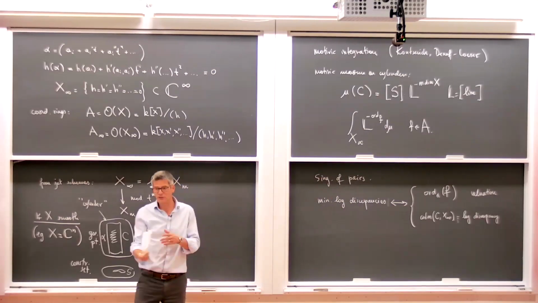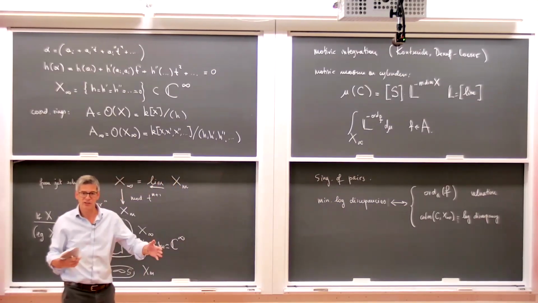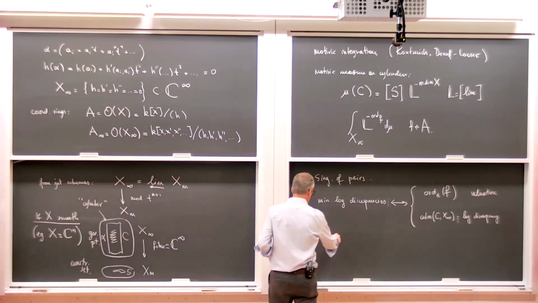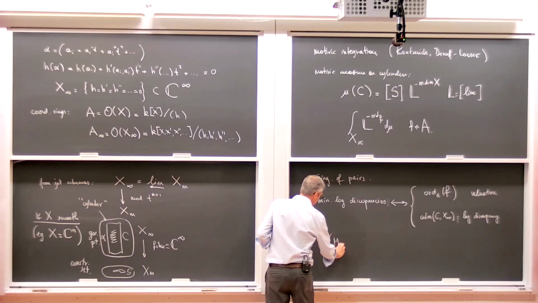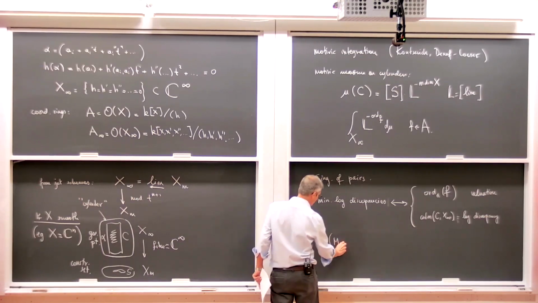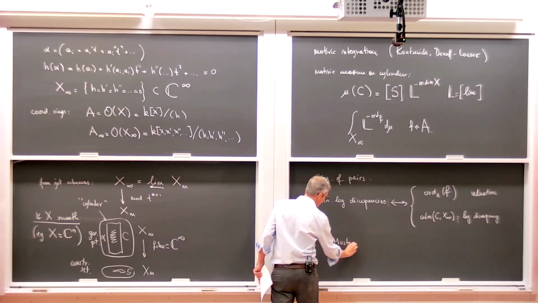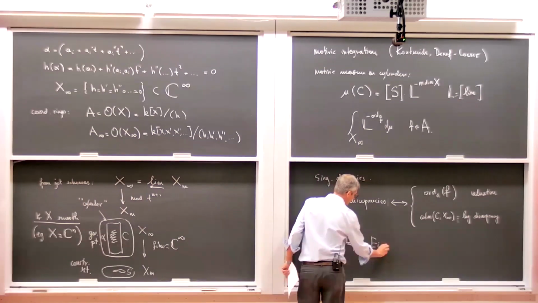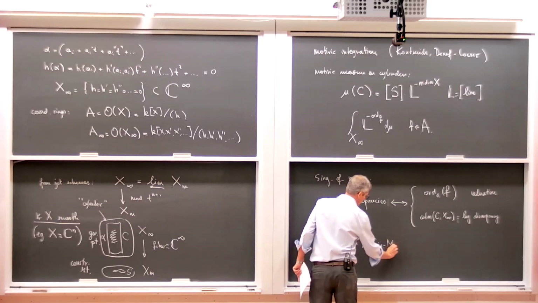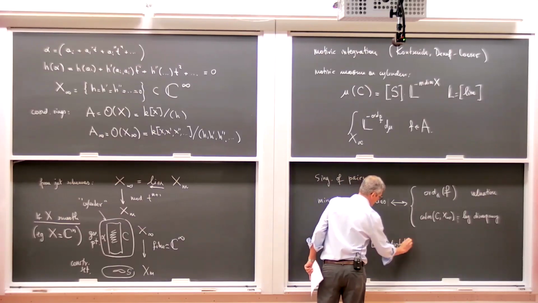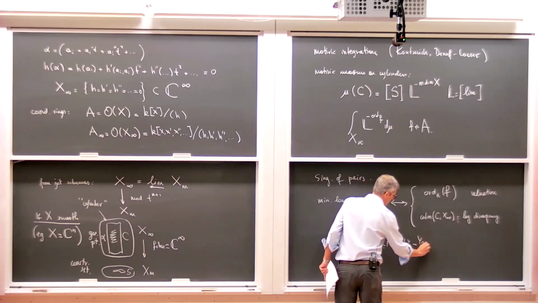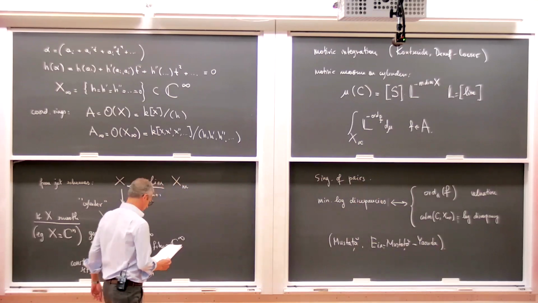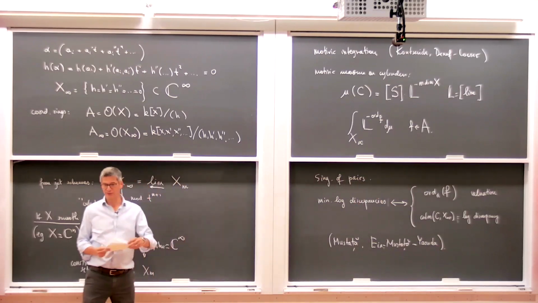So this is useful, for instance, if you want to see what happens in a family, the generizations, the restrictions to subvarieties, and these kinds of questions. So maybe put a couple of names here. The connection was first realized by Mustață, and then it was further studied by Ein and Mustață. Okay, any questions on this?